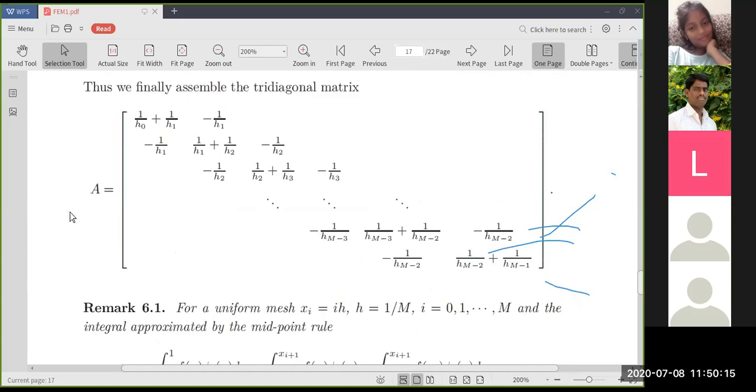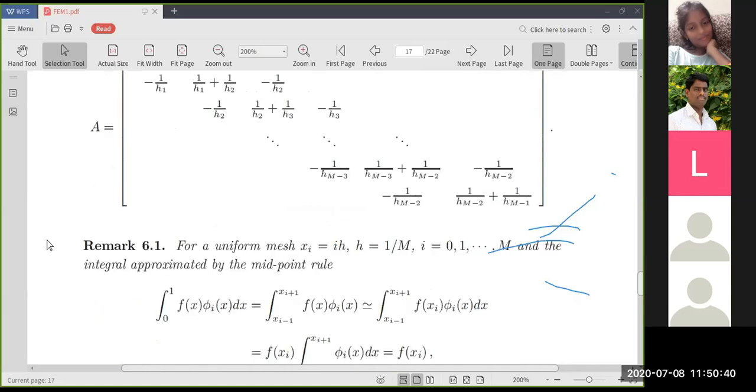Once we assemble that, finally we are going to get a matrix of this format: 1 by h naught plus 1 by h1, minus 1 by h1, minus 1 by h1, and so on. You are going to get what is called a tri-diagonal matrix. That is, this is the main diagonal, this is a sub-diagonal, and you have what is called a super-diagonal. All the remaining entries are simply going to be zeros.